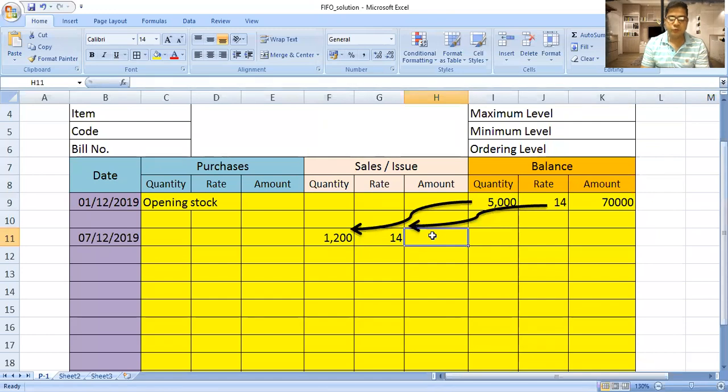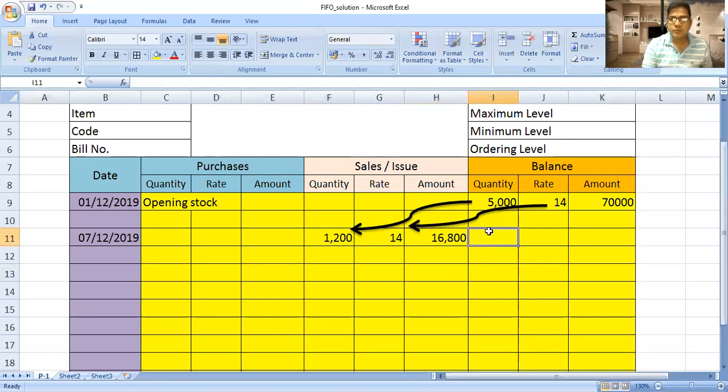1,200 into 14, it means 16,800 rupees. You have to use your calculator. Yes, Tanmay, right, got the answer.